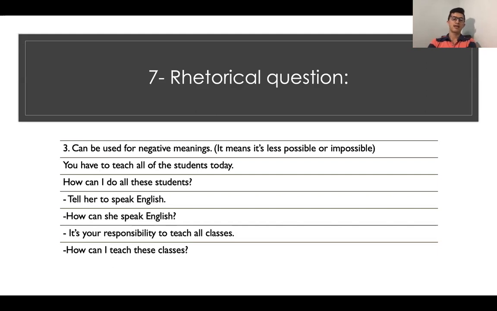Okay? The other person said, tell her to speak English. And another one said, how can she speak English? It means she's unable to speak English. She doesn't know anything about English. Okay? Look at another example. It's your responsibility to teach all these classes. It's your responsibility to teach all classes. How can I teach all these classes?